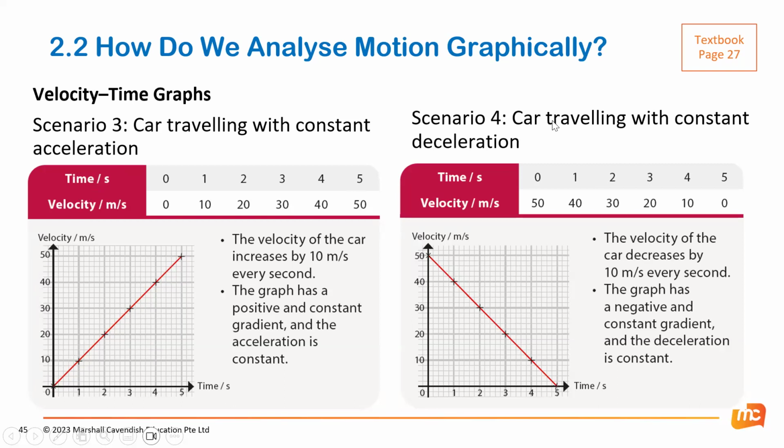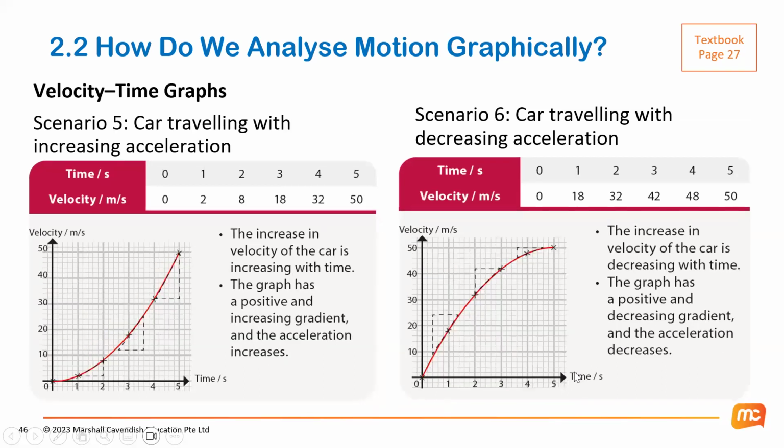Okay, the next one is when I'm having a constant deceleration. Again, constant deceleration, I need to have a straight line because it's constant. The gradient must be constant. But if I am decelerating, my velocity decreases. So at time 0, my velocity is 50, and then at time 3, my velocity is at 20, and at time 5, I totally stop. I am slowing down, decelerating constantly. So it should be a negative graph.